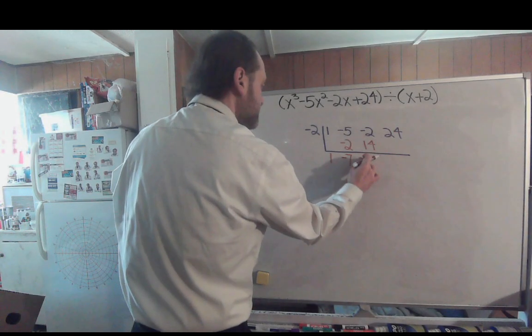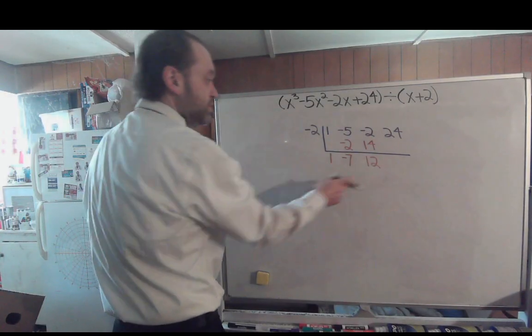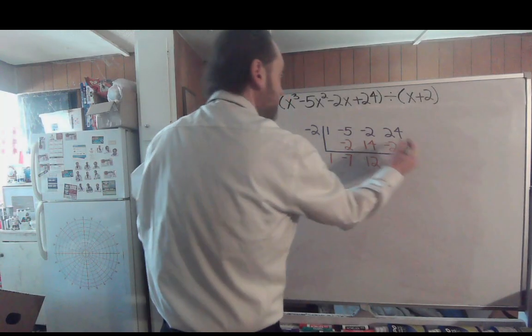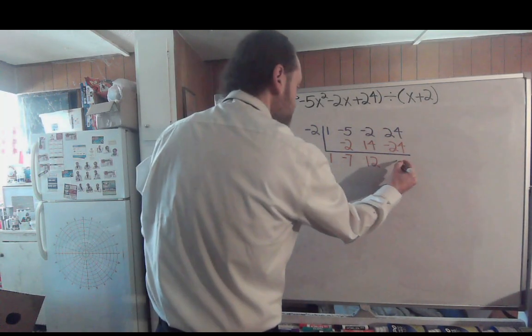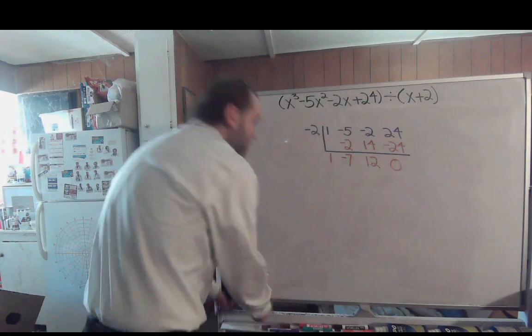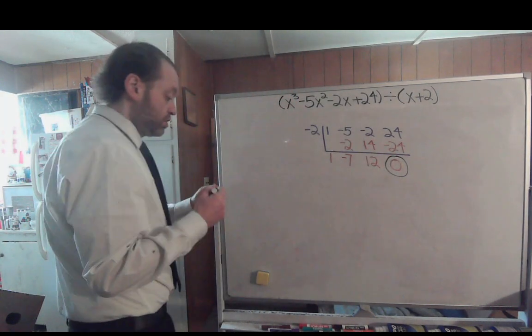I'm sorry, that's positive 12. Excuse me, I don't know what I'm thinking. The negative 2 times 12 is negative 24. Well, what do you know? 24 minus 24 is 0. What do you got? You have a remainder of 0. Look at that. You got a remainder of 0.